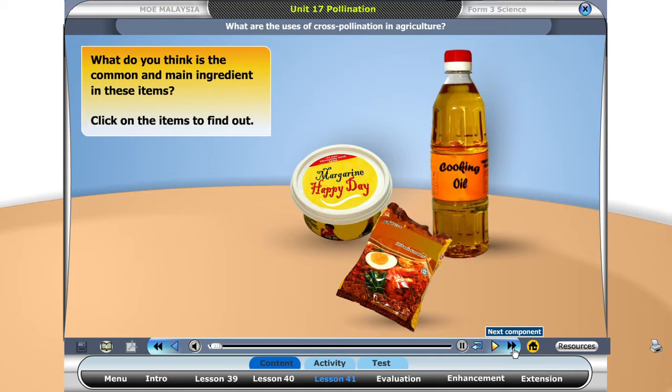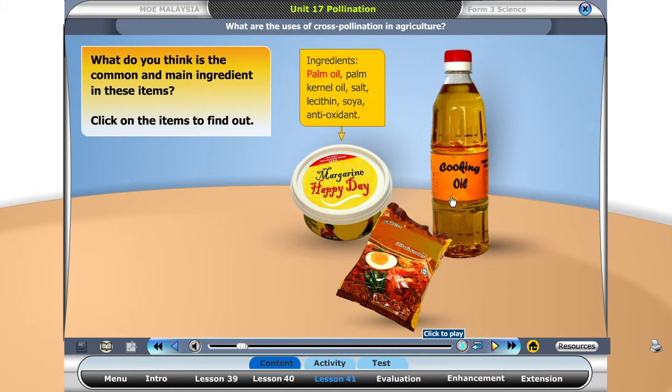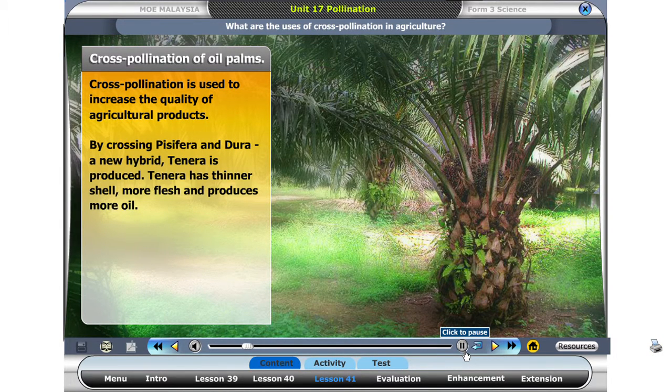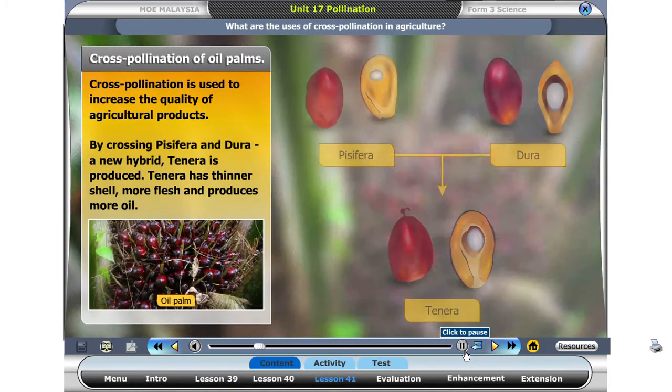Here are several items. What do you think is the common and main ingredient in these items? Click on these items to find out what their common and main ingredient is. Palm oil is extracted from the fruit of oil palms. Palm oil is used in many consumer products. Therefore, we need oil palms that yield better and more fruits.